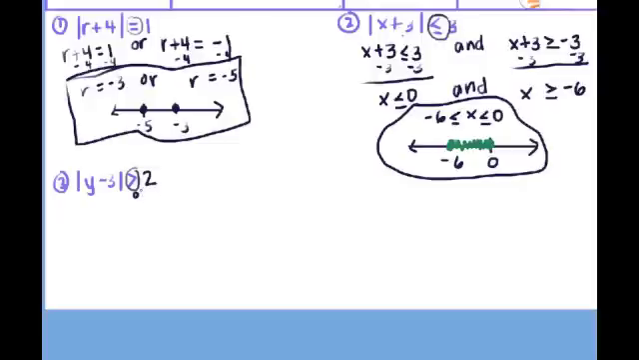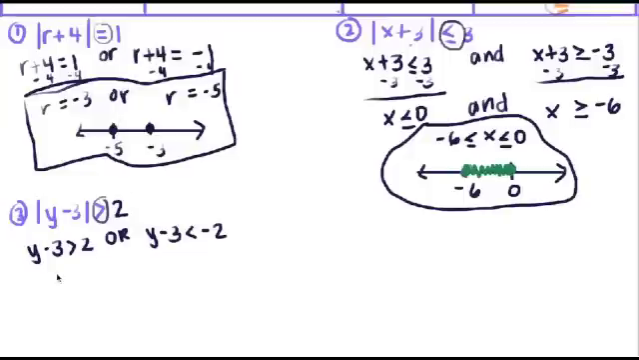Okay, so let's set this up. I have an or problem, so I'm going to put or right there. Left side, just rewrite it the way it looks, no absolute value. Right side, y minus 3, flip the greater than to make it less than, and then change that 2 to a negative. And then we just solve this out.